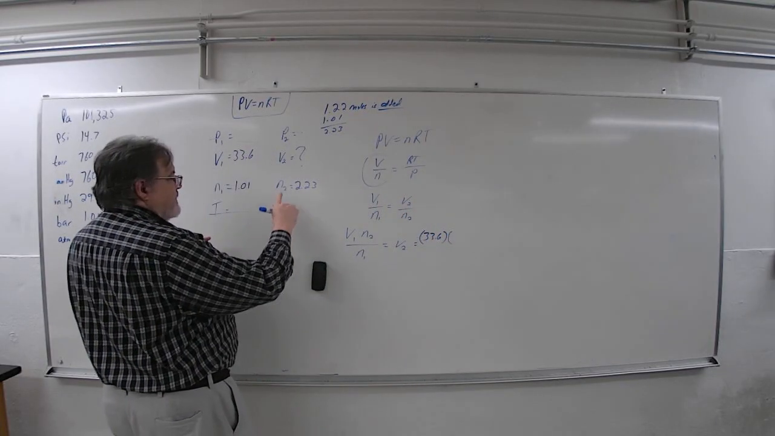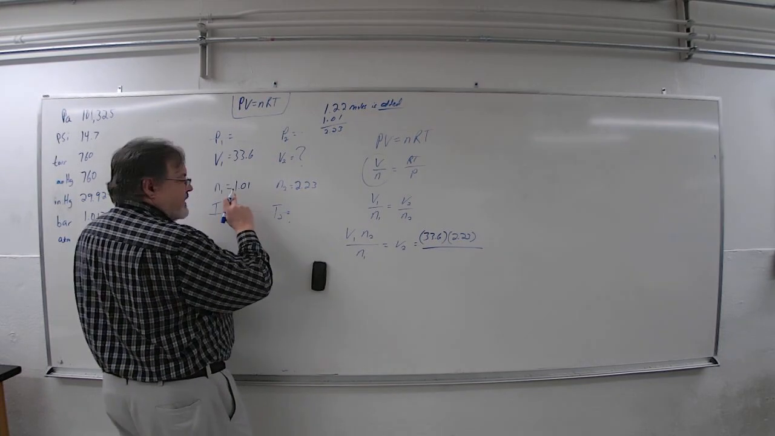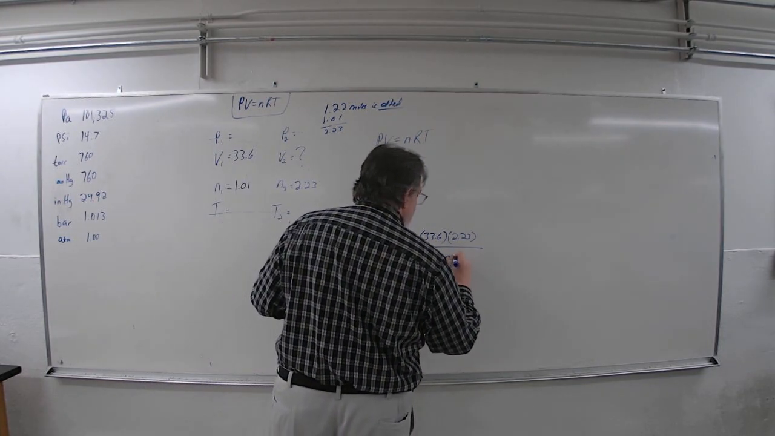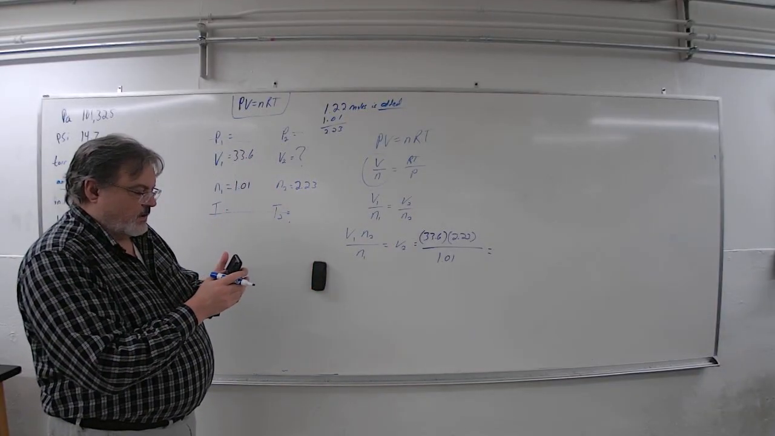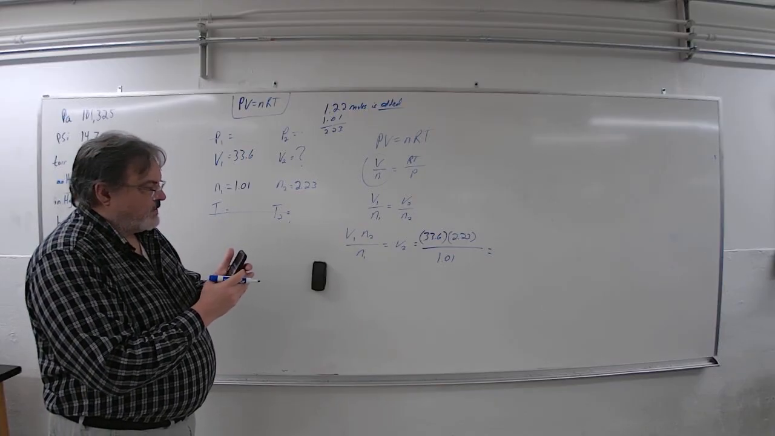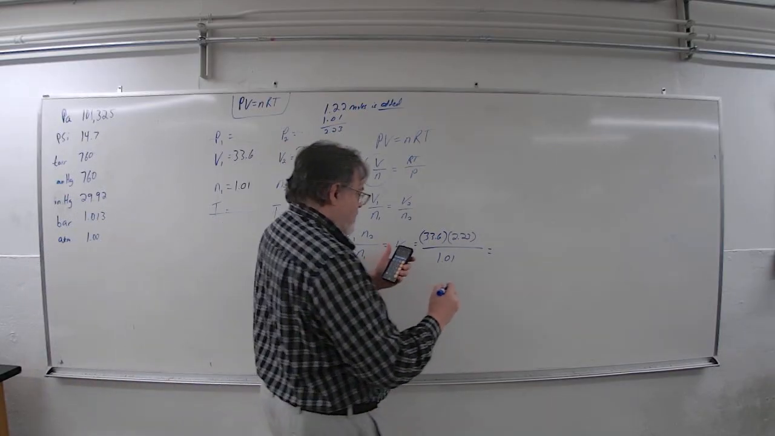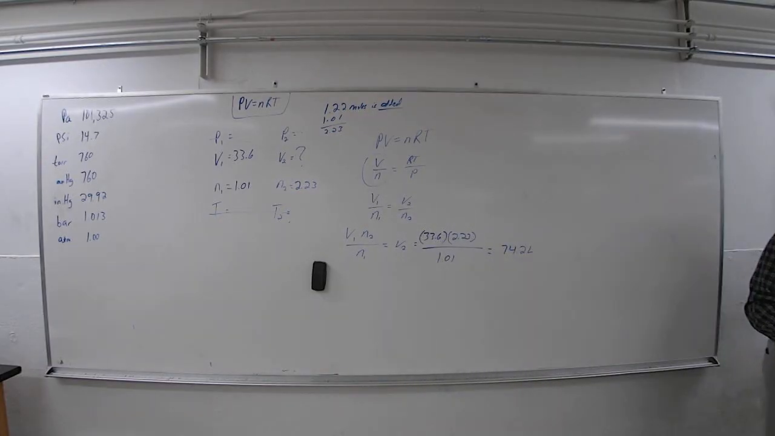V1 is 33.6. N2 is 2.23. N1 is 1.01. And it'll be in liters. 33.6 times 2.23 divided by 1.01, 74.2 liters. I only put 3 of those.